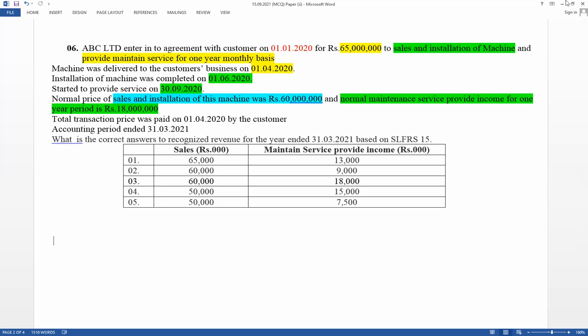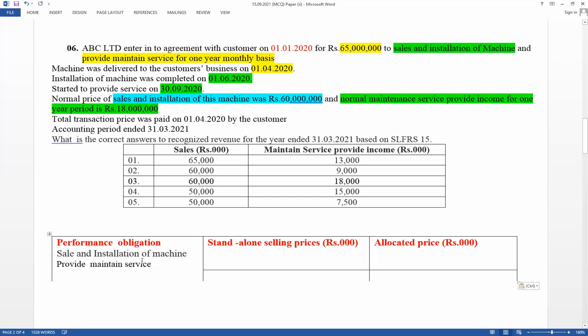You have to calculate the standalone selling price. That working should be prepared like this. This part is very, very important, and this part can come in the exam. Try to recognize the standalone selling price. And there are two performance obligations.